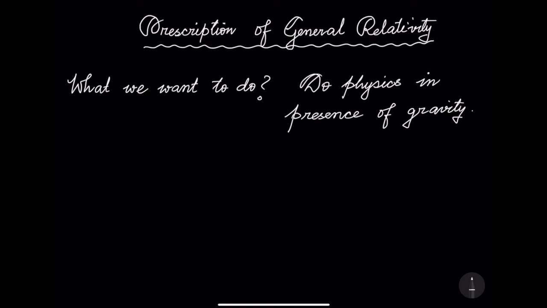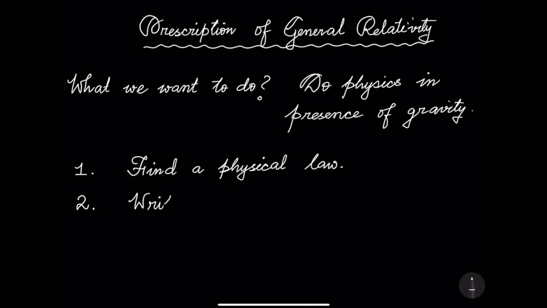So what is the answer? How we do it is the following. First you have to find the physical law that you want to look at. So let's say find a physical law. This can be anything. For example, it can be the physical law of a force field free particle. The particle is supposed to move in a straight line. But that is not good enough. We not only have to find that physical law, we have to write it in the covariant form.